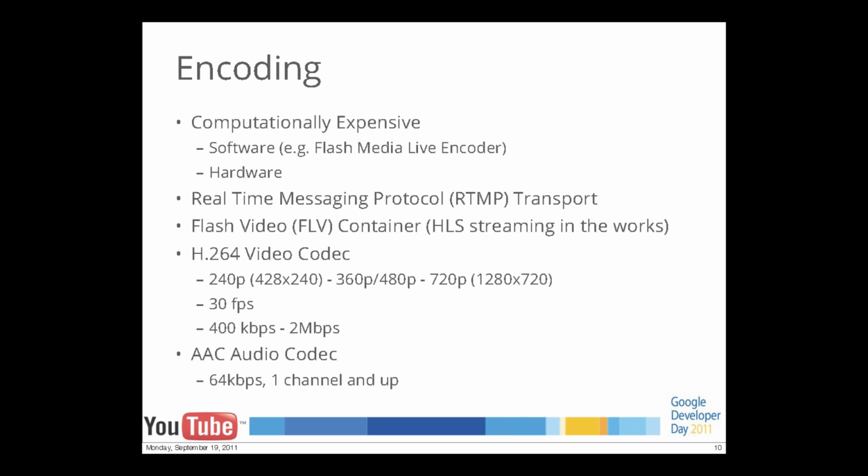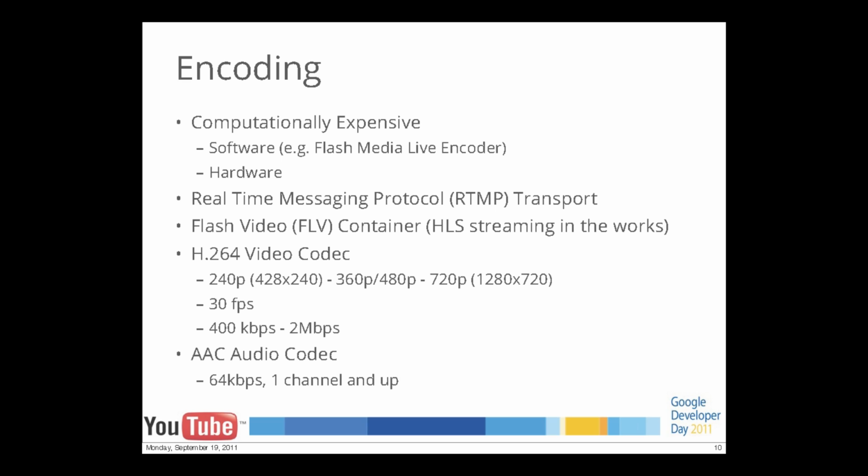Once the encoding is completed, we use RTMP, real-time messaging protocol, as a transport protocol to ingest to YouTube. So once the stream is encoded, it's sent over RTMP up to our servers, and from there it's distributed through the content delivery network to the edge of the network and to the devices. We use the FLV container, so Flash Video. We are in the process of supporting HLS as well, so HLS live streaming is coming.